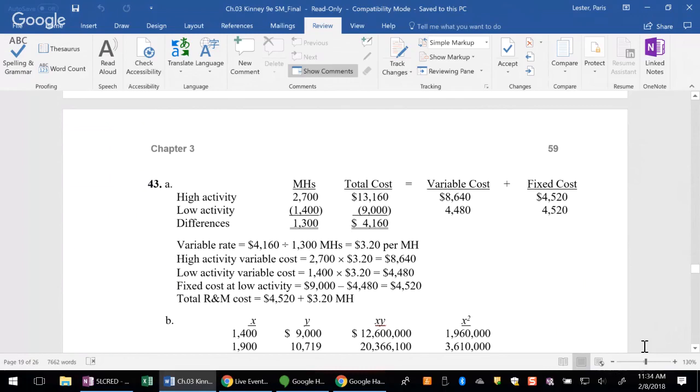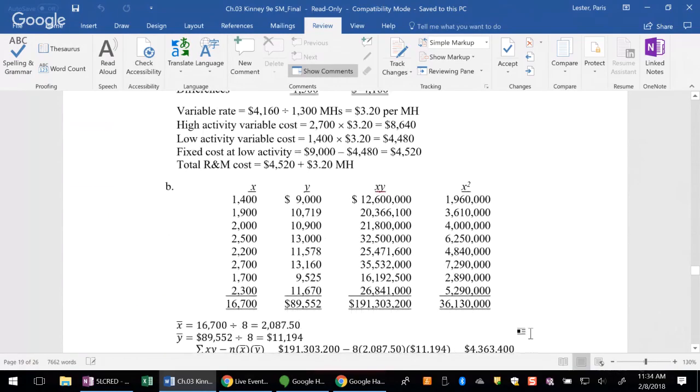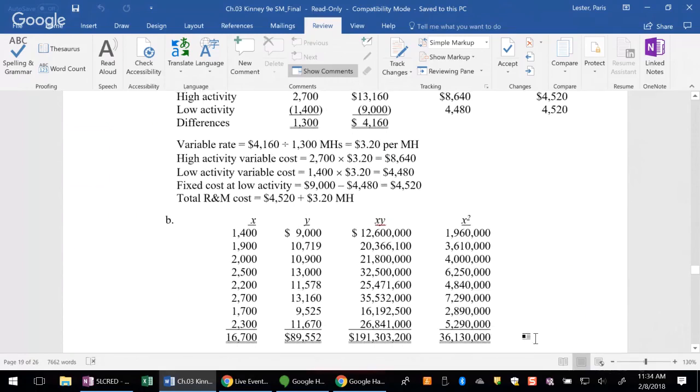Now, is there a B part using the least squares? Yeah. We said the other day we wouldn't use the method of least squares, but in the method of least squares, X is your units, Y is your dollars. X times Y is dollars times units. X squared is 1,400 times 1,400. Now those are items you put into your formula: X, Y, Y times X, and X squared. But anyway, you're not responsible for this.